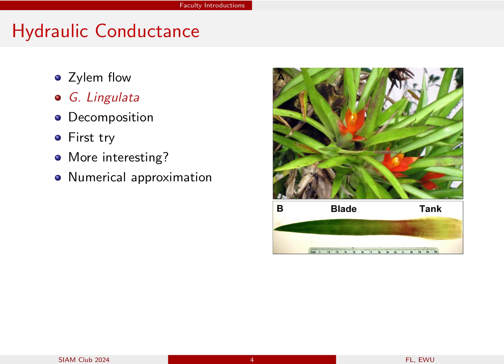So we were mostly looking at flow in what's called the blade of the plant. These bromeliads gather water in their tank area, and then that water is sucked up into the plant through the tank. It moves in the axial direction, parallel to the growth of the plant into the blade, and then it moves out in the radial direction so it can do photosynthesis with the leaves.